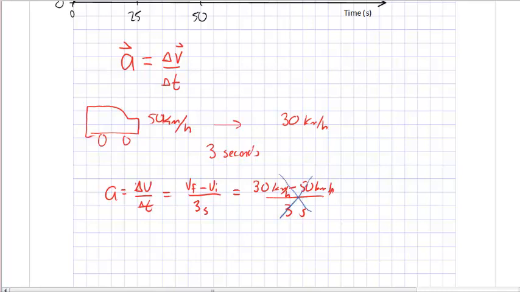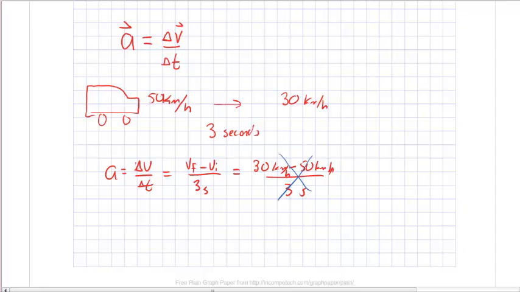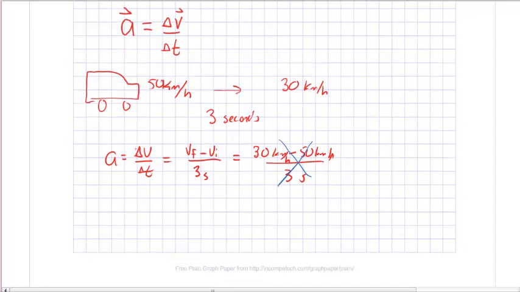So this means that we actually have to move things around a bit. Kilometers an hour and seconds don't work. So whenever you have mixed units, what you want to do is change it into the same unit, and if you're really not sure, the safest way is always SI units, which means meters and seconds. So what I will do is convert the kilometers an hour into meters per second.